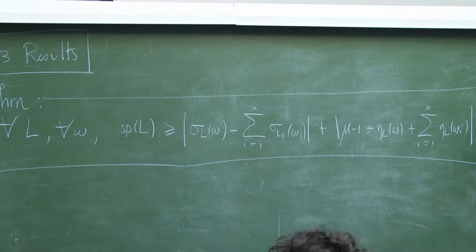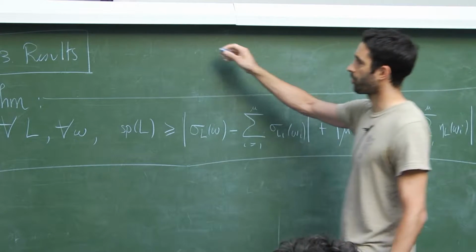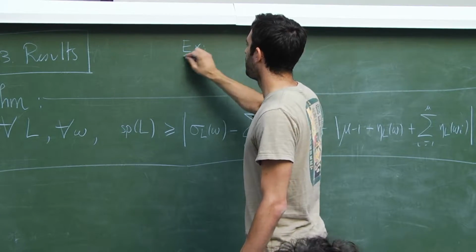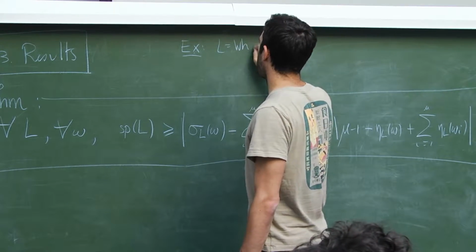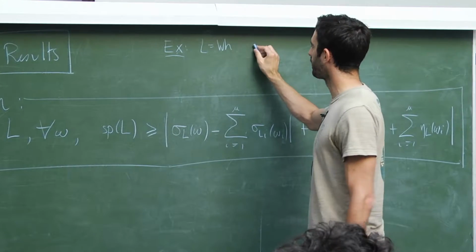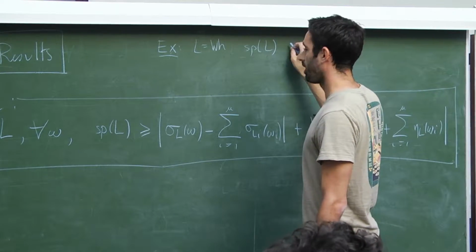So that's a completely general lower bound. It's very easy to compute again, so maybe I'm going to make an example here for L, the Whitehead link. What do we get? We get the splitting number of L.